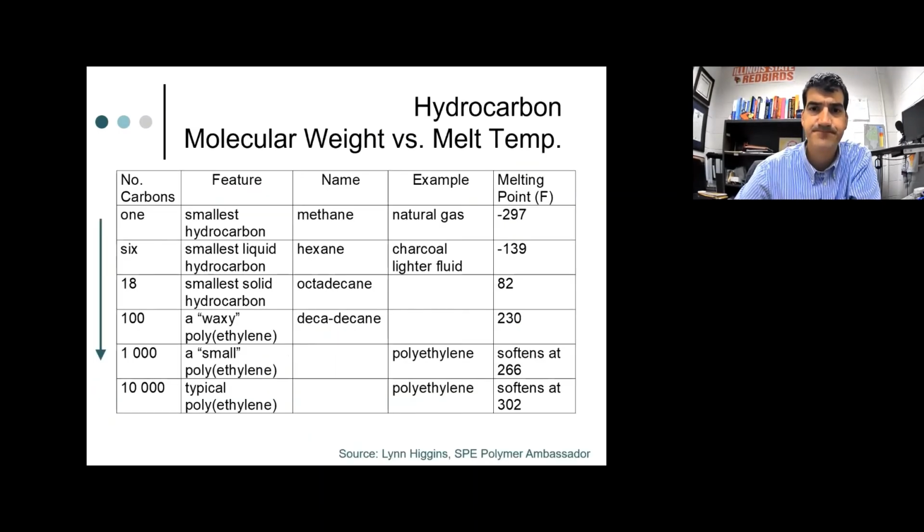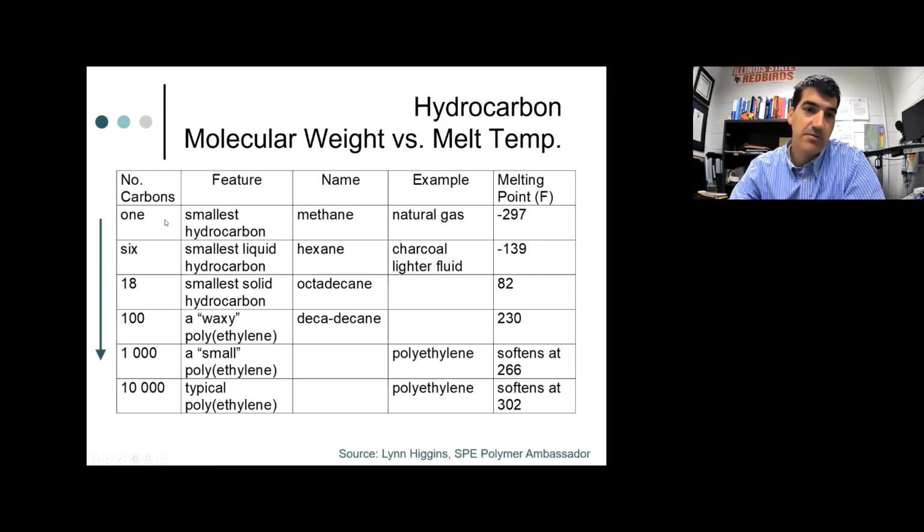All right, here's an example proving what I just said. Here are some different hydrocarbons. These are all hydrocarbons, meaning they only have carbon in the middle and hydrogen surrounding them around the outside. So your smallest hydrocarbon is methane, otherwise known as natural gas. You never see natural gas as a solid. I never have. You'd have to get it really, really cold to get methane to be a solid.